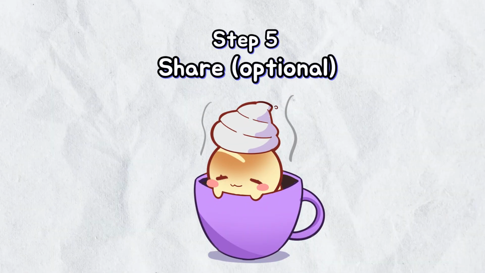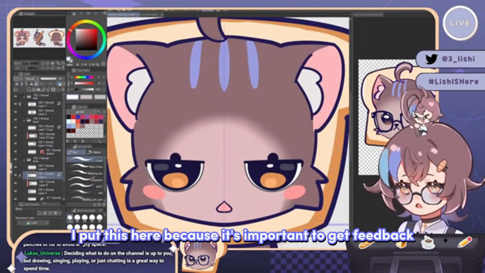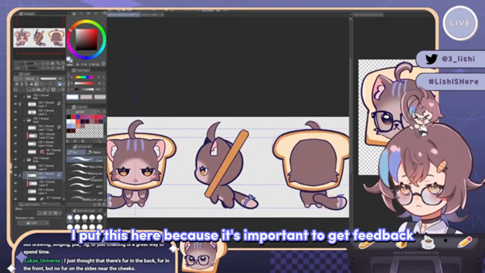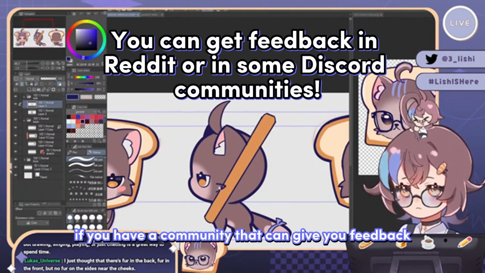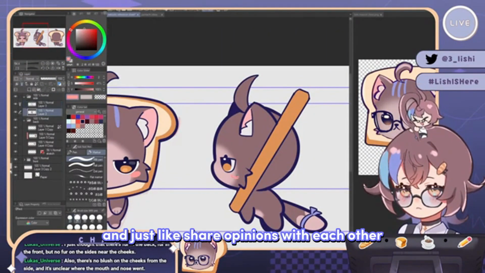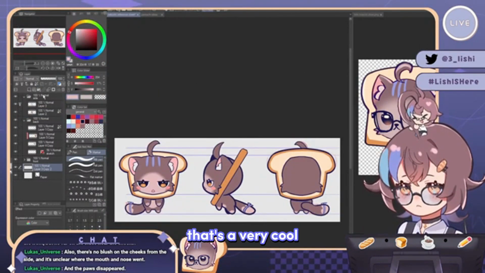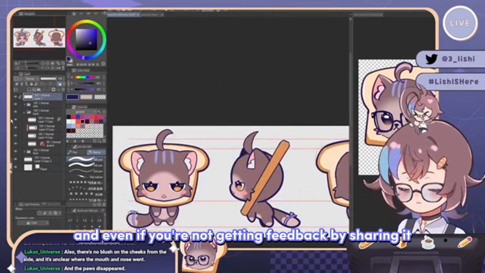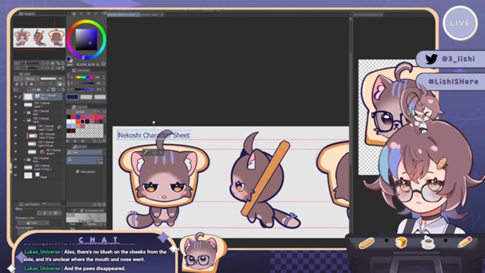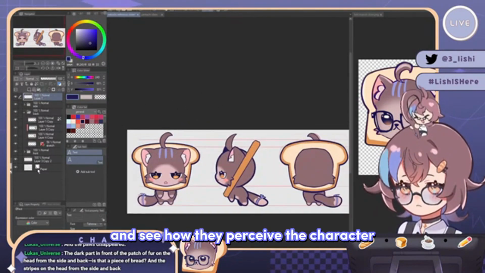Step 5. Share. Optional. Well, I put this here because it is important to get feedback. If you have a community that can give you feedback and share opinions with each other, that is very cool. And even if you're not getting feedback, by sharing it, you can see other people's opinions and see how they perceive the character.